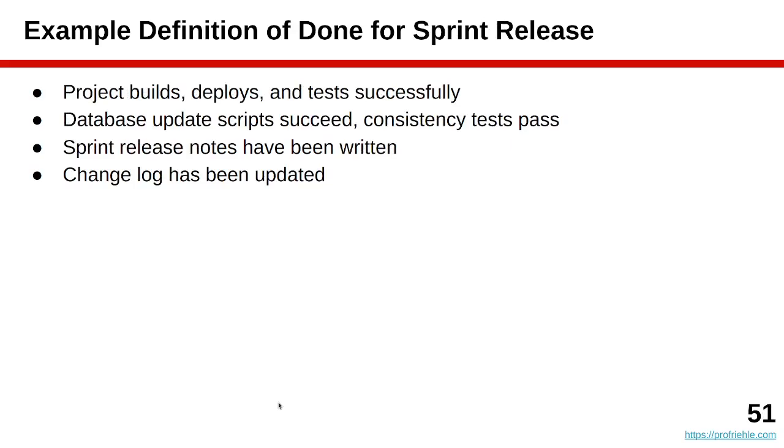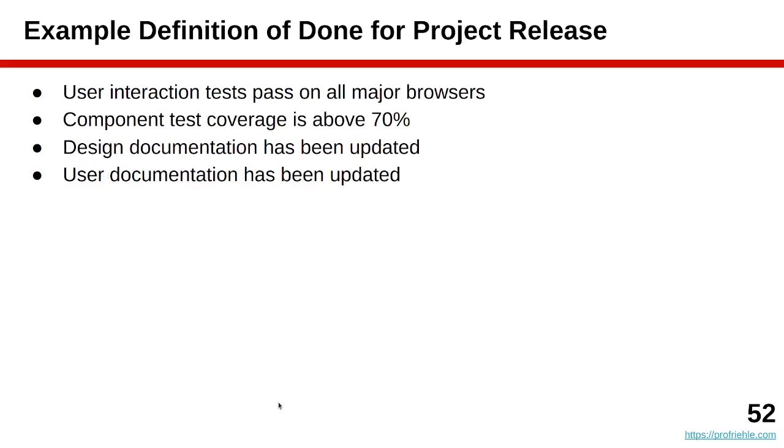For a sprint release, it's different. It's a release, it's not a feature. So certainly you want the project to properly build, deploy, and test, meaning all the existing tests run through, everything's green. If there's a database, maybe any update required to the database, or the script succeed, consistency tests on it pass, and so forth. Sprint release notes have been written, changelog has been updated if you're keeping one, etc. It's up to you, no? But this is an example of a sprint release, a definition of done, a DOD for a sprint release.